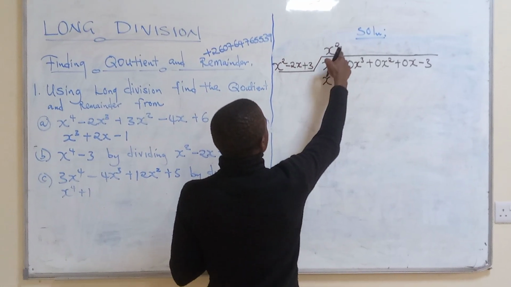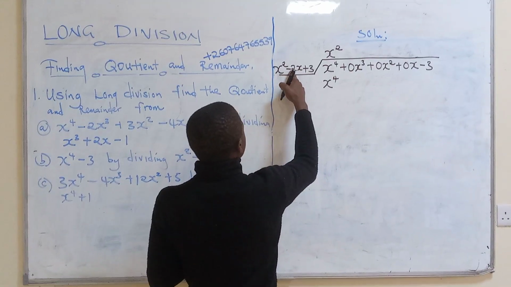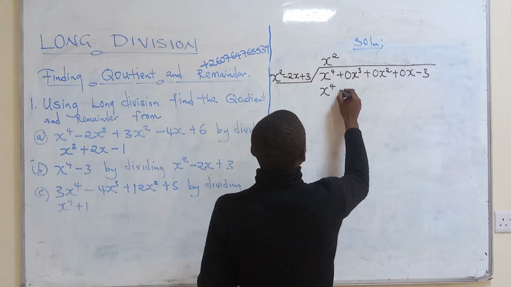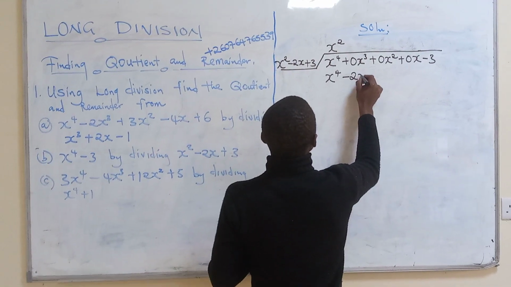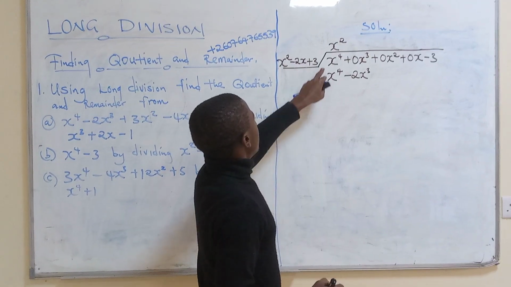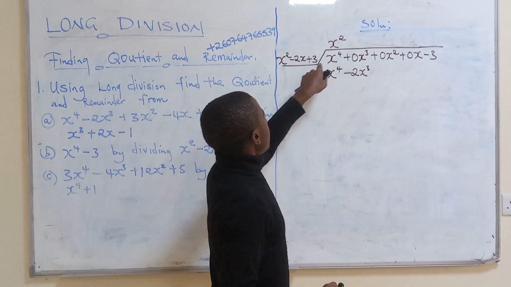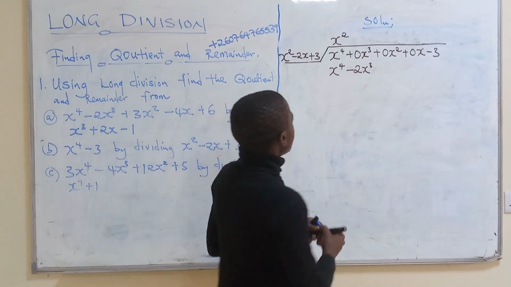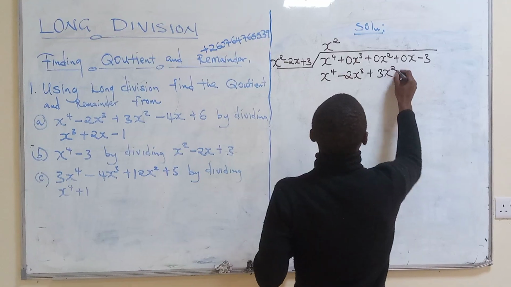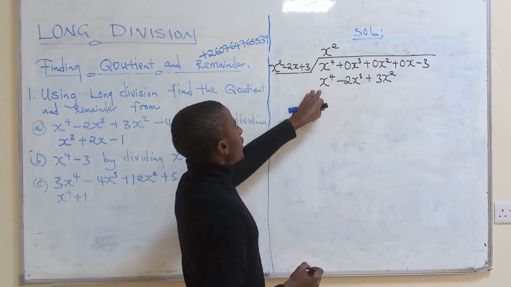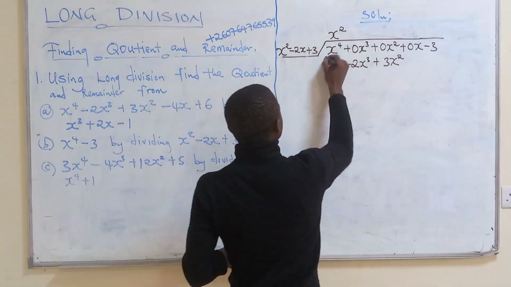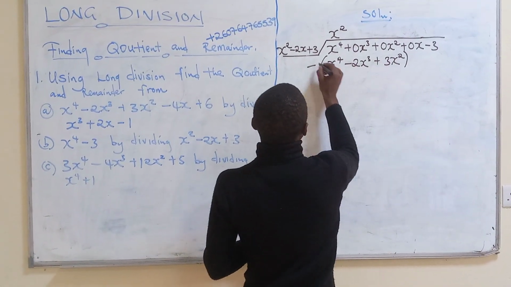And then x squared times negative 2x, we are going to get negative 2x cubed. X squared times positive 3, you are going to get positive 3x squared. So make sure you put this value that you have obtained inside the brackets and multiply it by a negative.